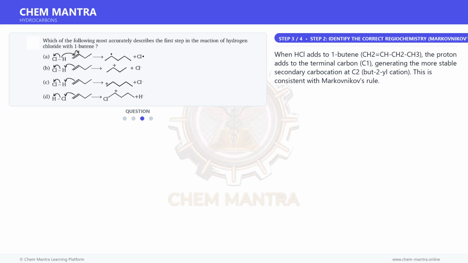Moving on to the next step. When HCl adds to 1-butene, CH2=CH-CH2-CH3, the proton adds to the terminal carbon, C1, generating the more stable secondary carbocation at C2, the 2-butyl cation. This is consistent with Markovnikov's rule.